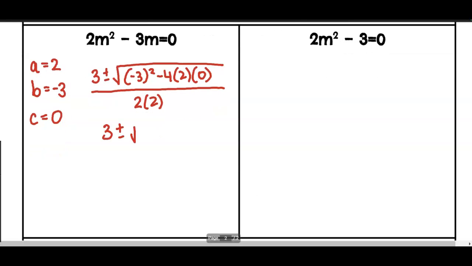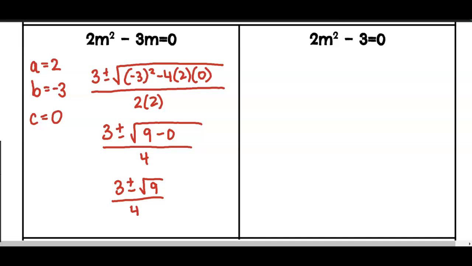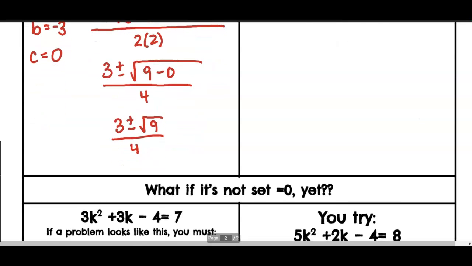3 plus or minus the square root of negative 3 squared, which is 9. 4 times 2 times 0 is 0, so you can put minus 0 if you want, but it's not necessary. All over 4. So 3 plus or minus the square root of 9 over 4. I know we have a little bit less space in this box here. So then this becomes 3 plus or minus 3 over 4.